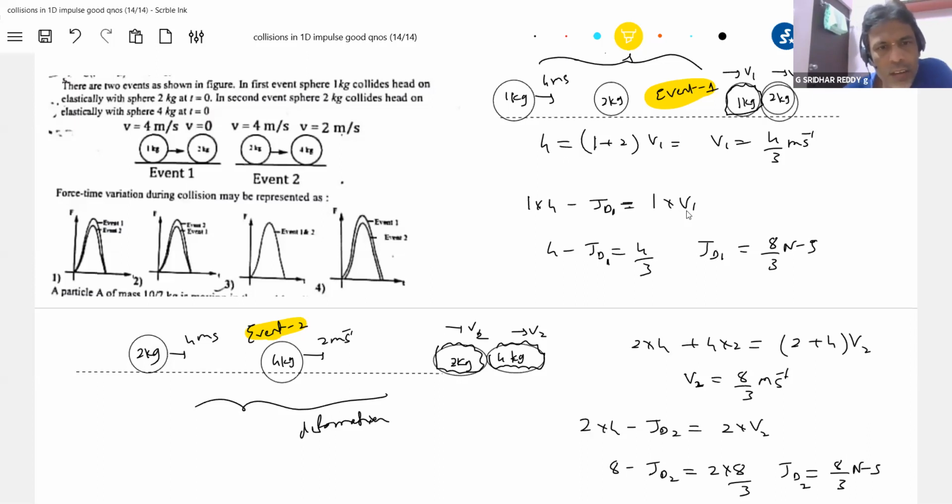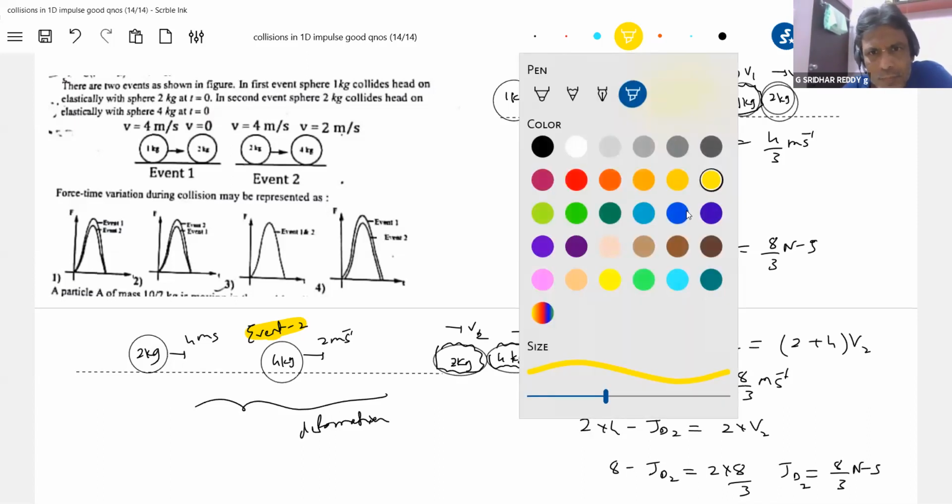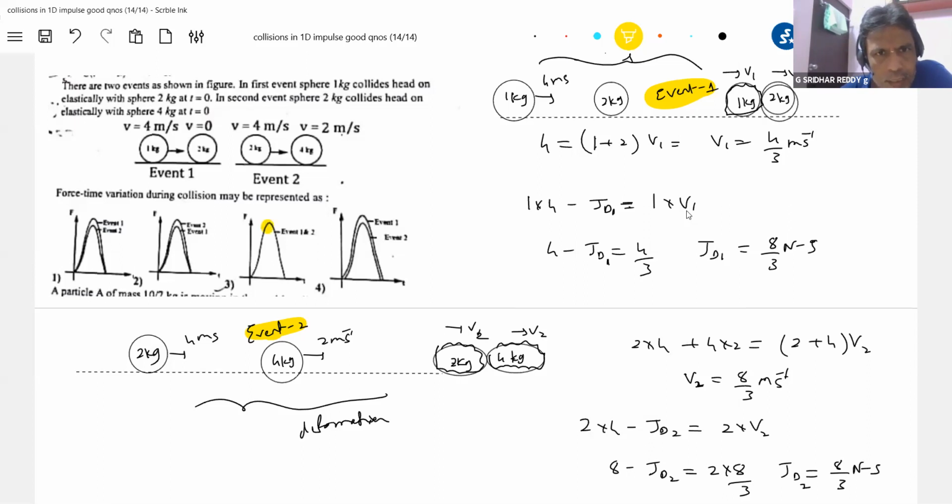But sir, you did only for one part. I think that is enough, no? You did only for the deformation, because we didn't do the impulse of reformation. For an elastic collision, JD and JR should be equal. Is that okay? This is a very nice concept. Please try to understand, because for an elastic collision, JD and JR should be equal. So look at the area. A symmetric graph is given also.